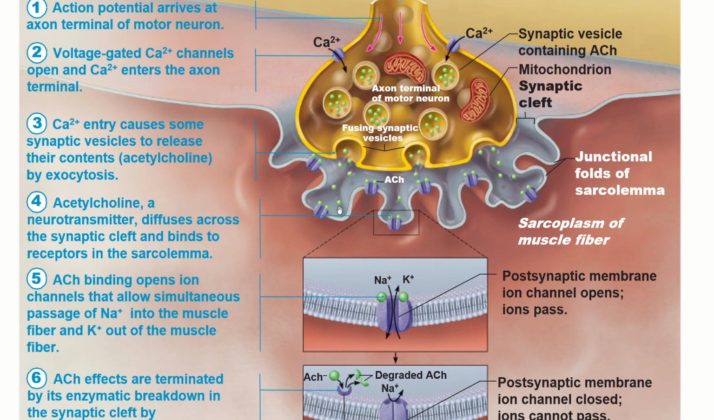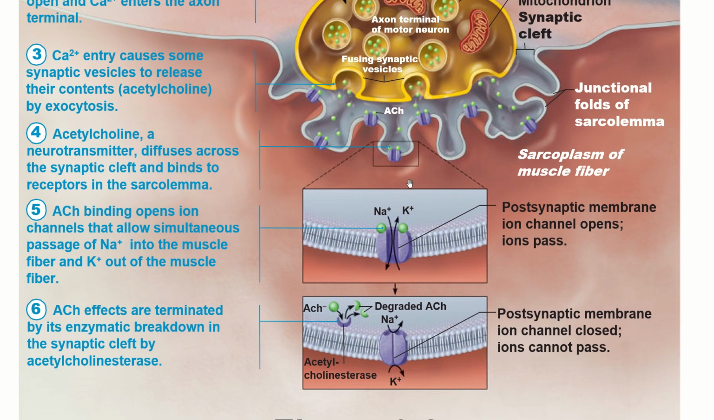Number four, acetylcholine, the neurotransmitter, will diffuse across the synaptic cleft and bind to the receptors on the sarcolemma. This will open them up in step five, allowing for the influx of sodium into the muscle fiber, and potassium can exit as well. But we're really getting a drastic influx of sodium here. And this is going to bring the neuromuscular junction to that end plate potential and propagate the action potential down the sarcolemma. After that occurs, 6 comes into play, and the acetylcholine effects are terminated by the enzymatic breakdown by the enzyme called acetylcholinesterase.